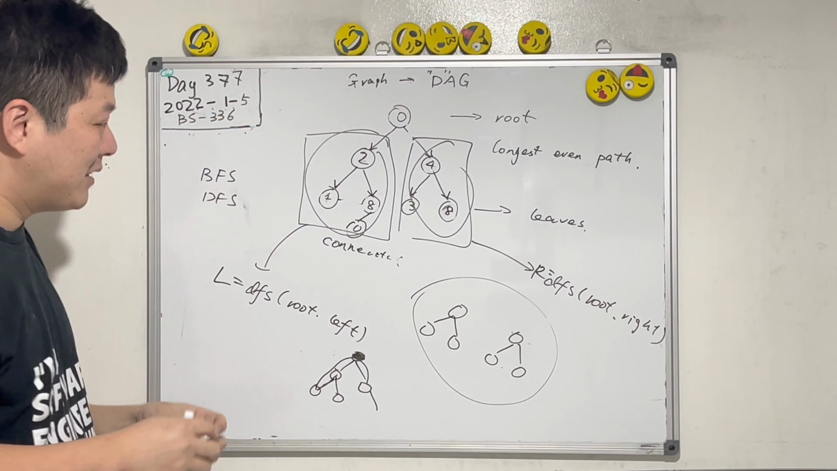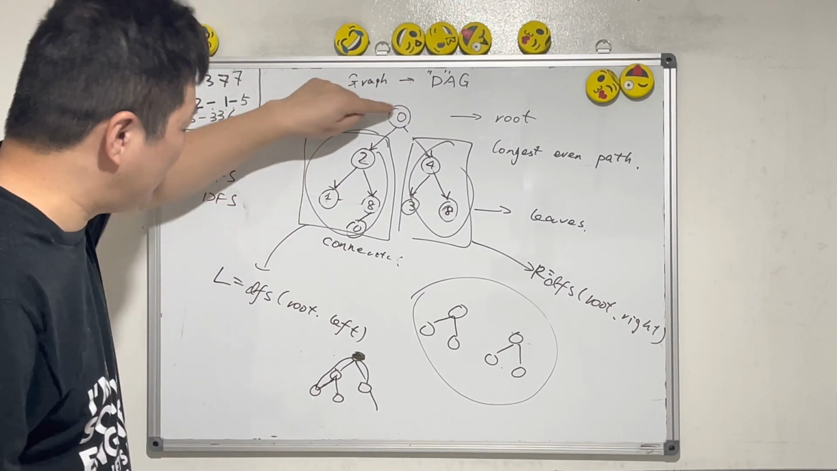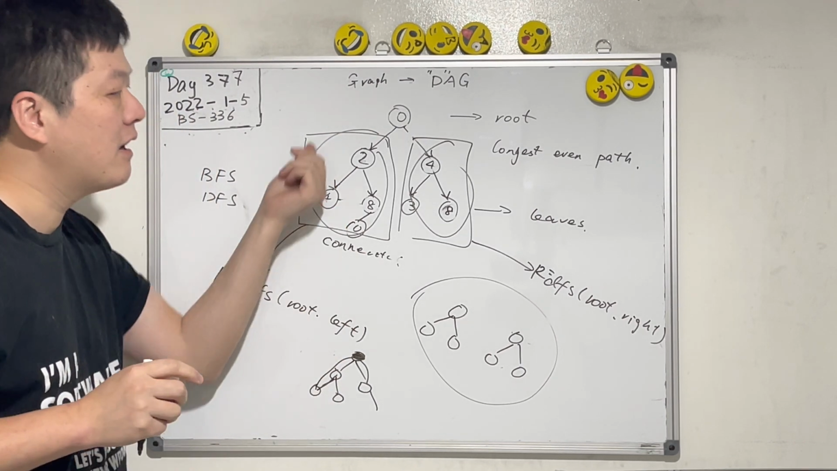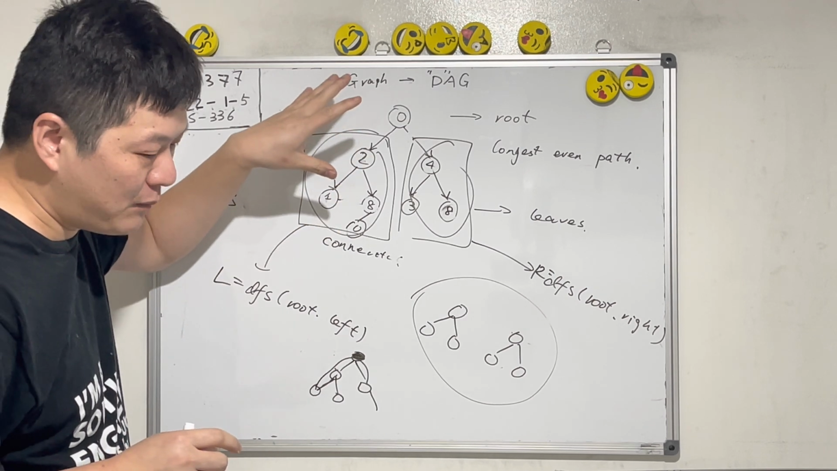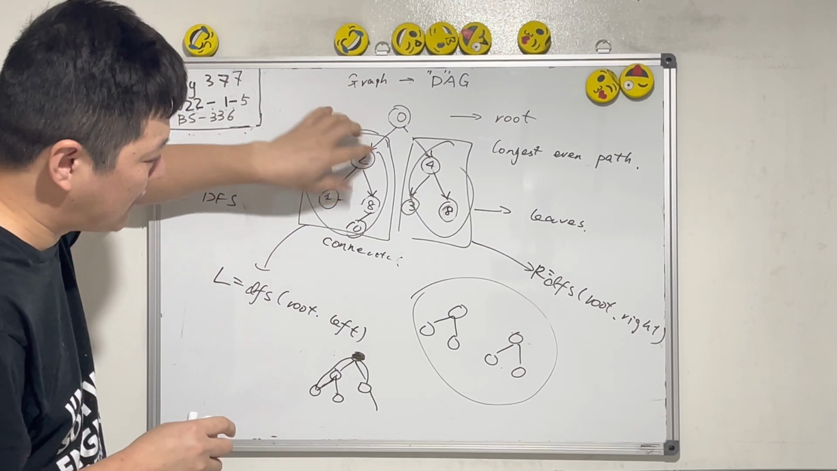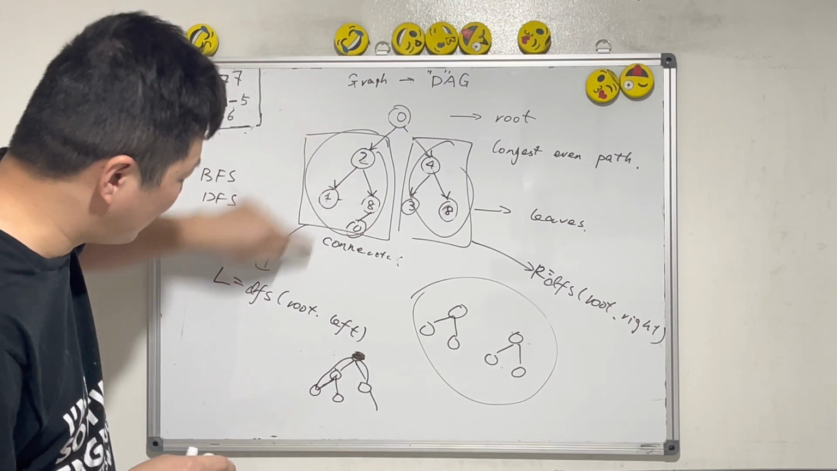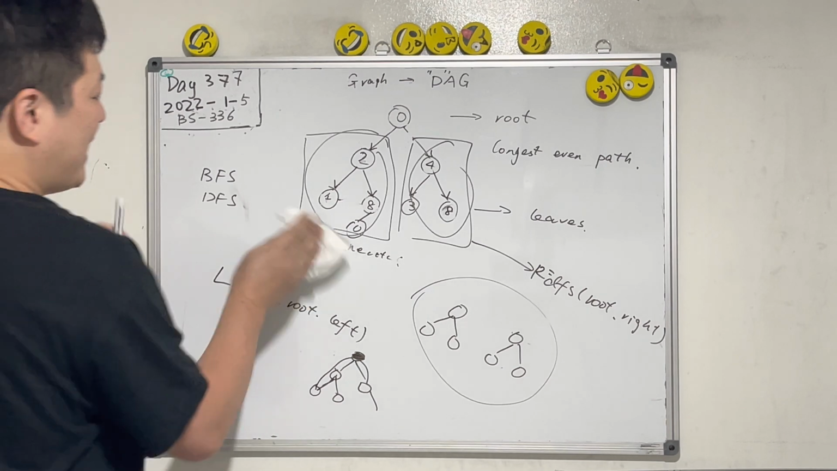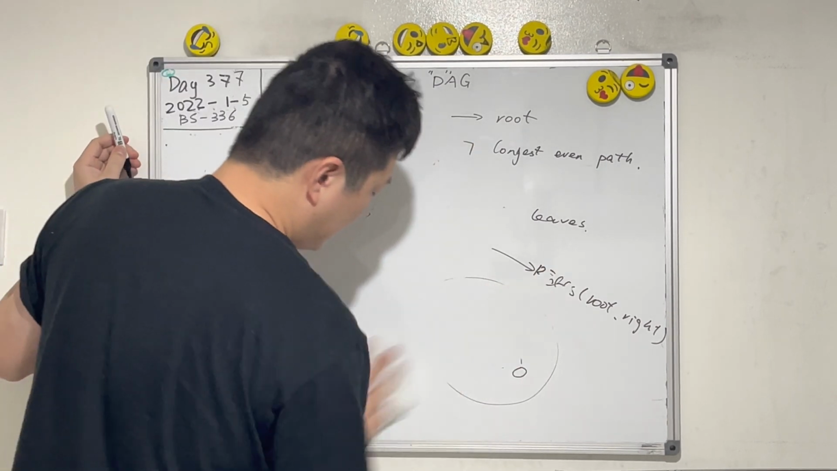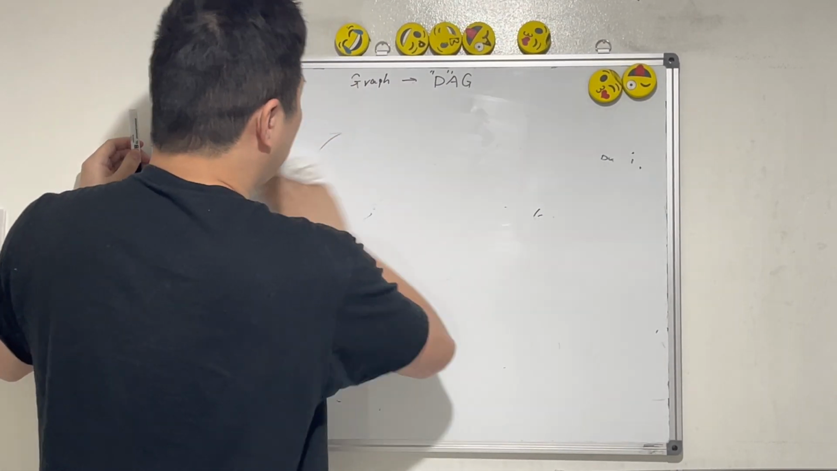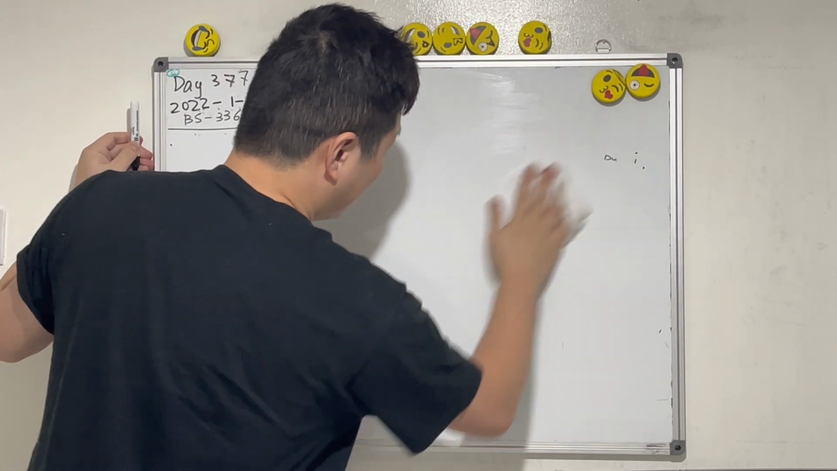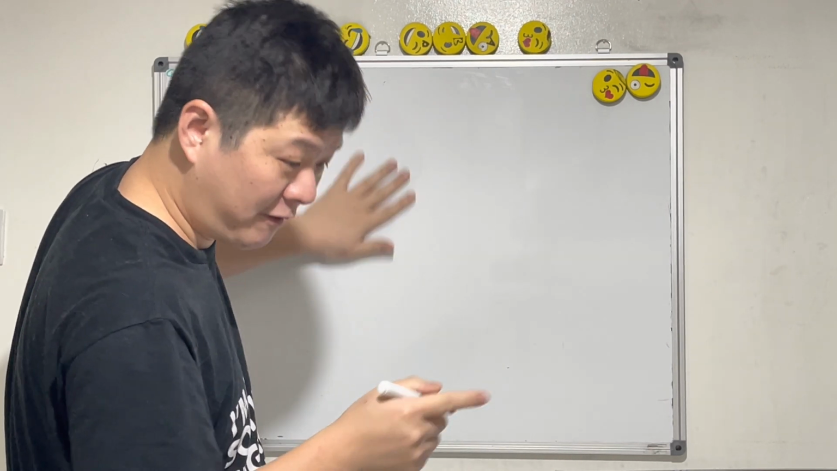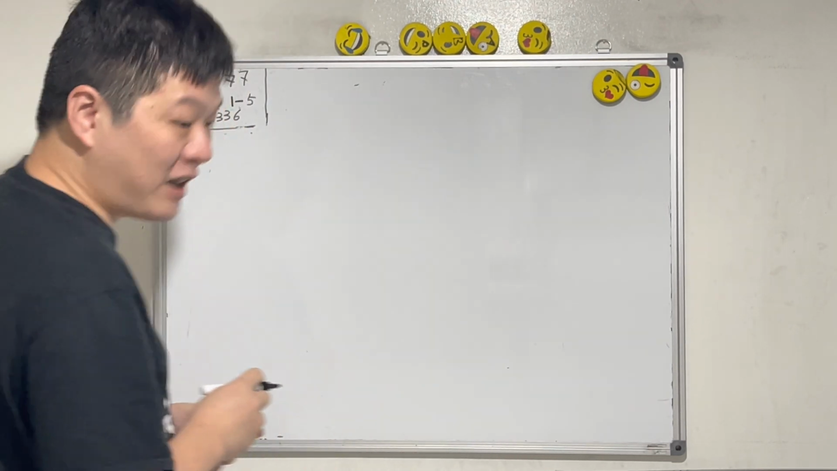Okay, so makes sense. The DFS function returns the longest even path containing this node, the root node. Okay, so let's quickly write this, and then that's it for today. And then you need to think about how we get this answer. Ari, did you get it? Kind of, okay.